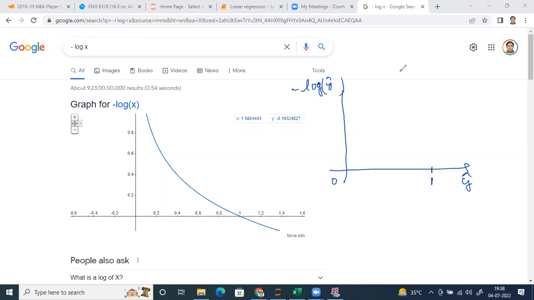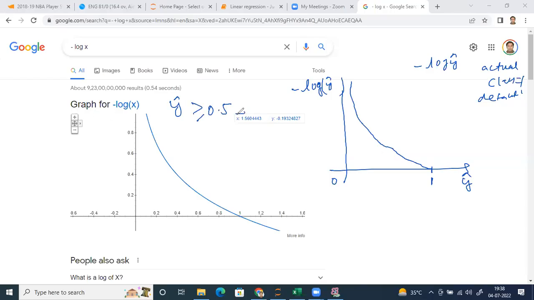And remember, this minus log of y hat is a loss when your actual class is 1, or your default class. So the shape will be very much like this. And you may say, sir, how is it so? See, simple logic. Y hat represents the probability of default class. And we clearly said that when y hat is greater than or equal to 0.5, we will say that it belongs to default class, or to class 1.